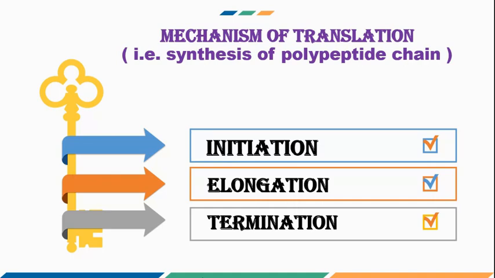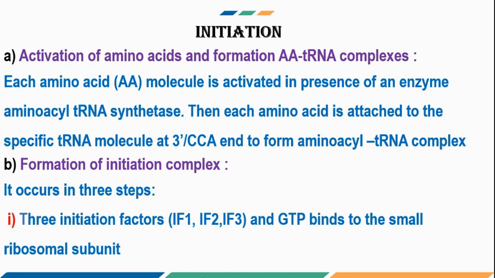The mechanism of translation takes place in three stages. First, initiation, second, elongation, third, termination. In initiation, the following steps take place. First is the activation of amino acids, because these amino acids are in the inactive form in the cytoplasm. So there is the activation of amino acids and formation of the amino acid tRNA complex.